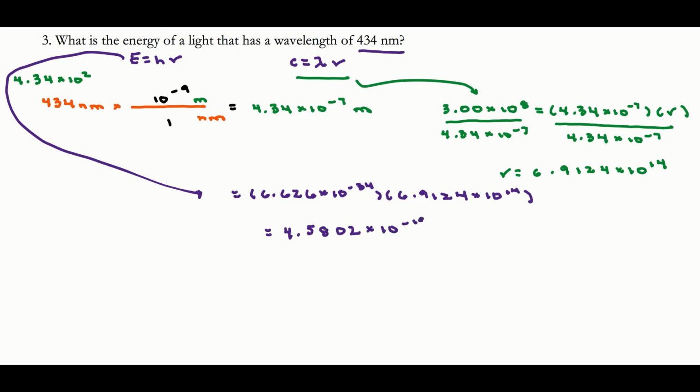Let's figure out sig figs. So the values that I used, 434 has 1, 2, 3 sig figs. Another value that I used was my speed of light, 1, 2, 3 significant figures, and then my Planck's constant, 1, 2, 3, 4. So I want my final answer to have 3 sig figs, 1, 2, 3. Okay, so my final answer rounded to 3 sig figs is going to be 4.58 times 10 to the negative 19. And my units are going to be joules. It's a lot of steps, but very manageable.